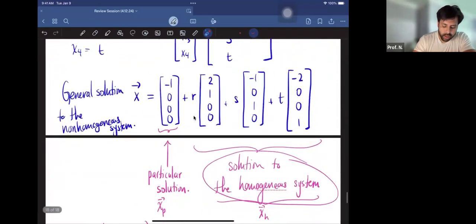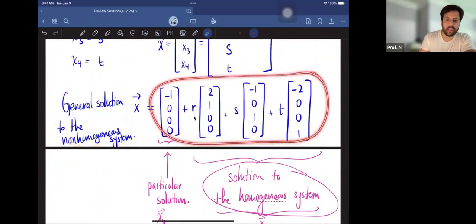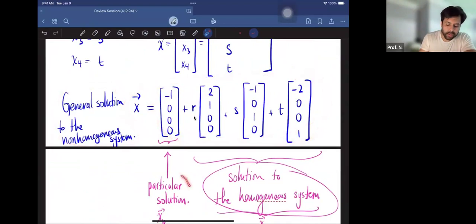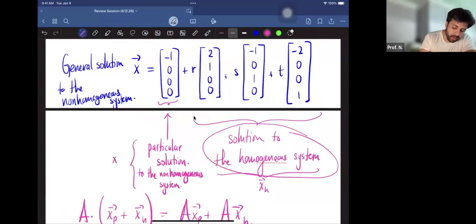Okay, so this whole thing is the general solution to the non-homogeneous system. This whole thing. A piece of it, though, is called the particular solution to the non-homogeneous system. So let me write that, be more explicit. So this is called the particular solution to the non-homogeneous system. And just for now, I'm going to call it X sub P.